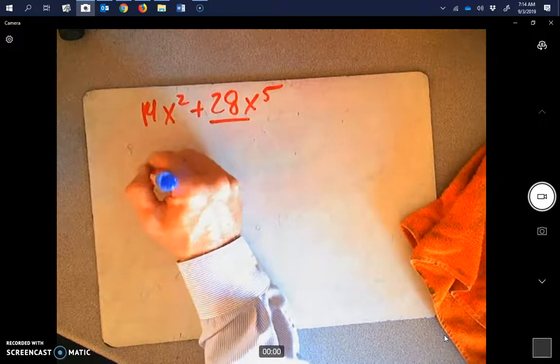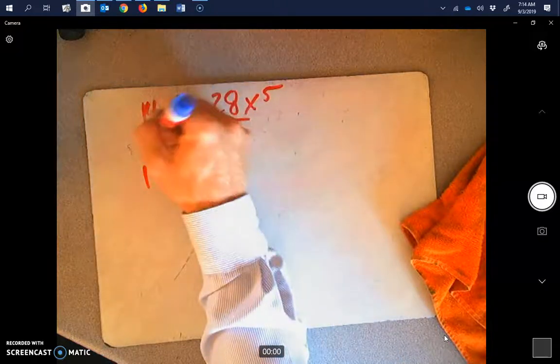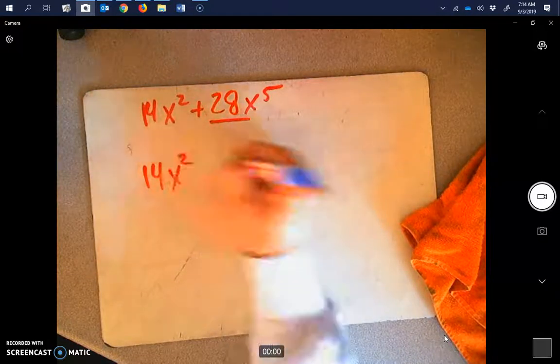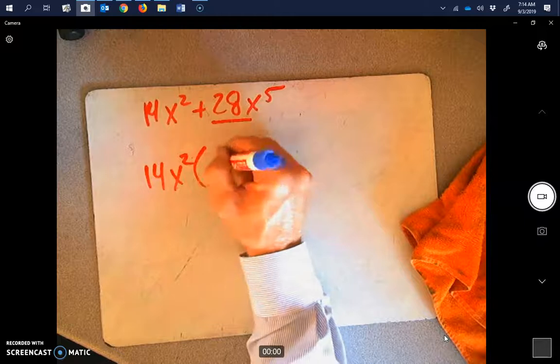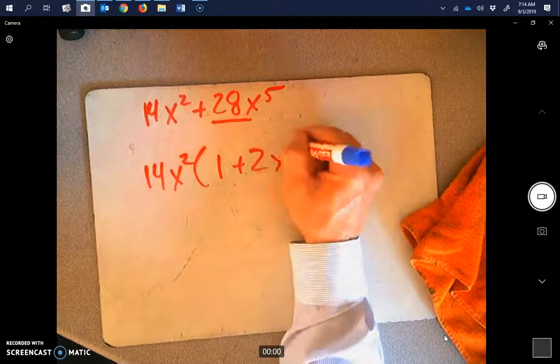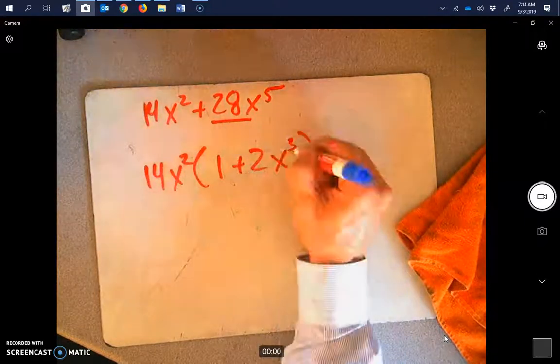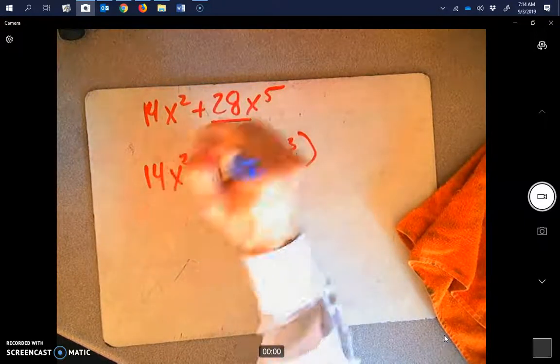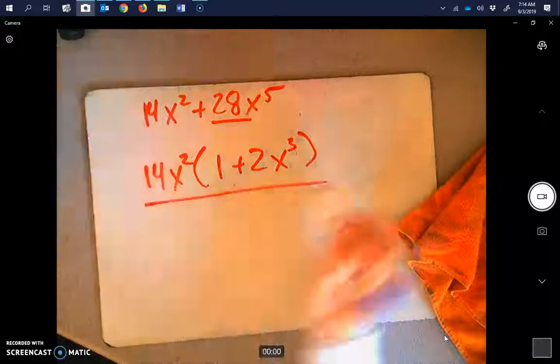So we can factor out 14. And we have x^2, x^5, so we can get x squared out here. What's left over? 14x squared times 1 plus 2x cubed. 2 plus 3 is 5. 2 times 14 is 28. So this is our answer.